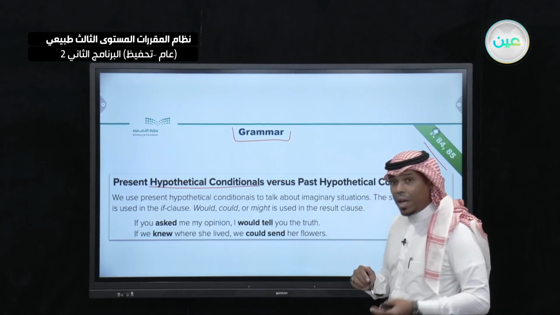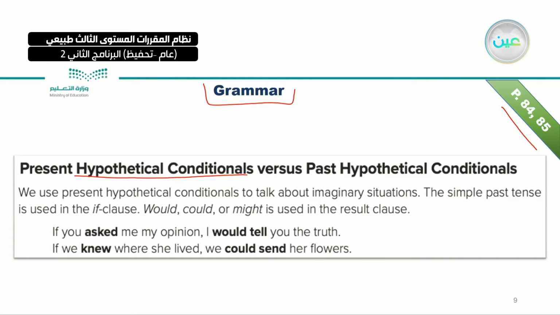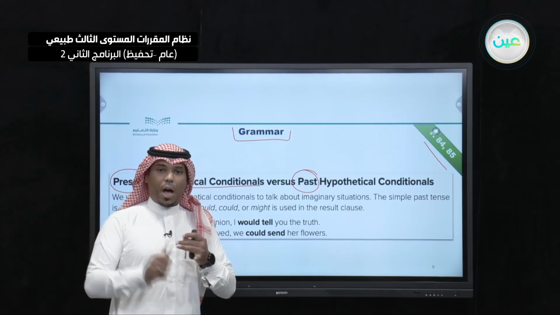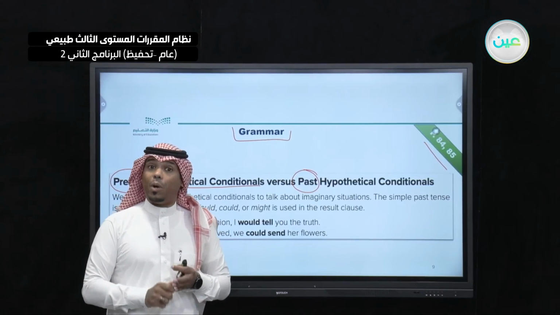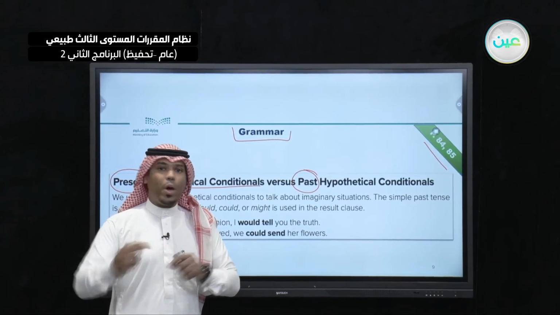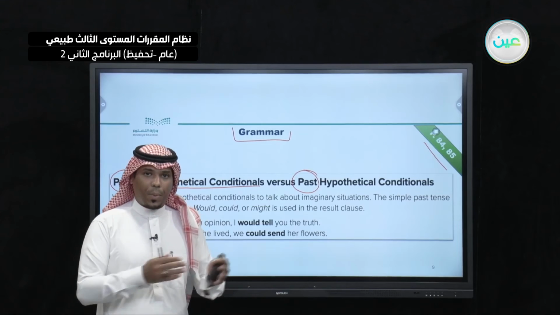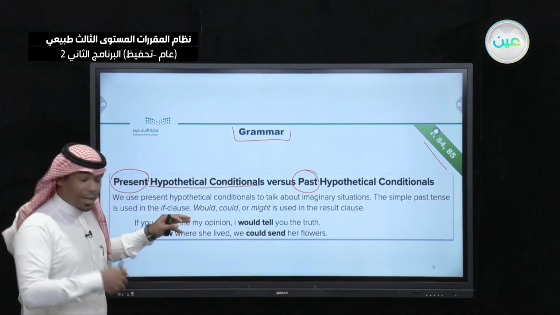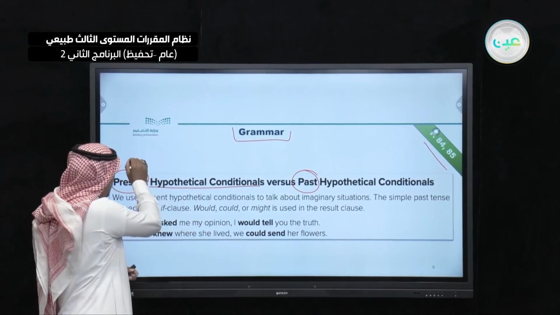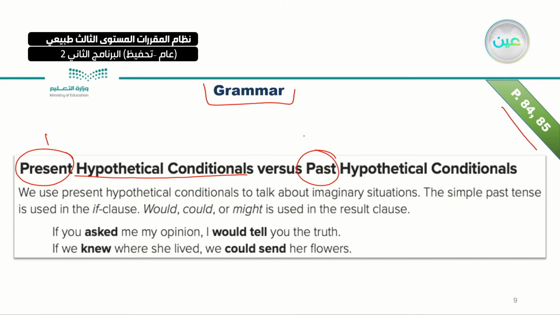So we will start with the hypothetical conditionals. Okay, today we will have 2 kinds of hypothetical conditionals. The first one is the present, and the second one is the past. We are going to see when we use them, the similarities and differences between these 2 hypothetical conditionals, and of course how we can form them. Okay, let's start with number 1.